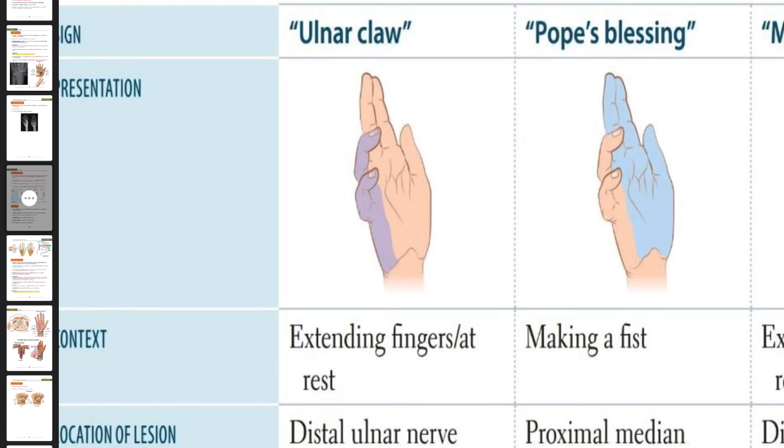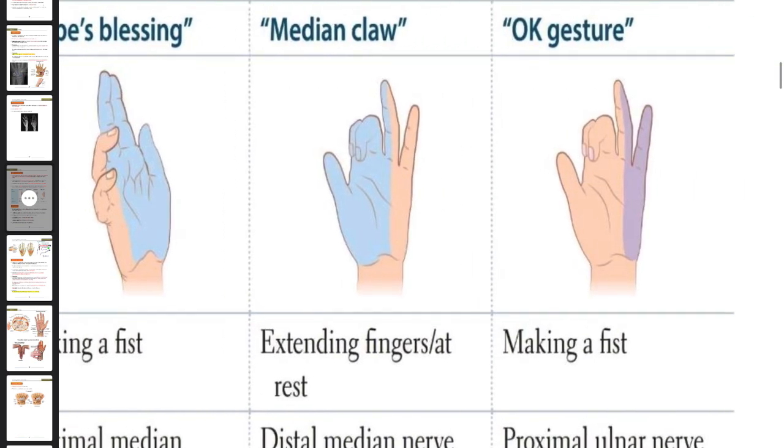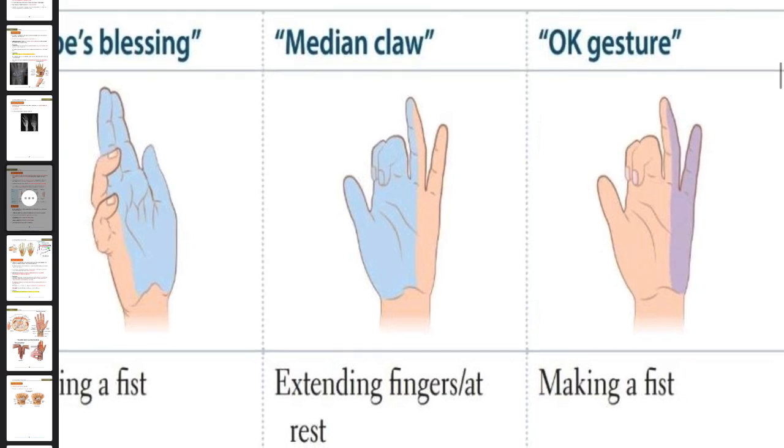Okay, next one, median claw. In median claw, the patient has a distal median nerve lesion. Median claw occurs in a distal median nerve injury, like carpal tunnel syndrome or near the wrist. Here the patient will have loss of the lateral two lumbricals, and can't flex the metacarpophalangeal joints and can't extend the proximal and distal interphalangeal joints of the second and third fingers, with clawing of the index and middle fingers at rest. We can see it when the fingers are extended.